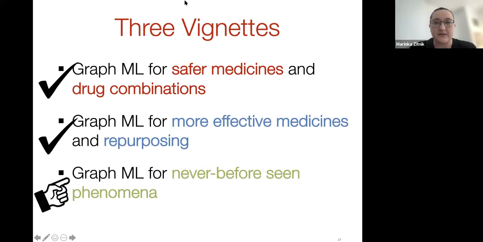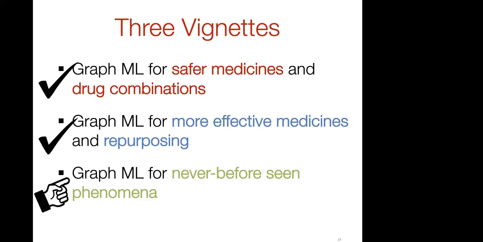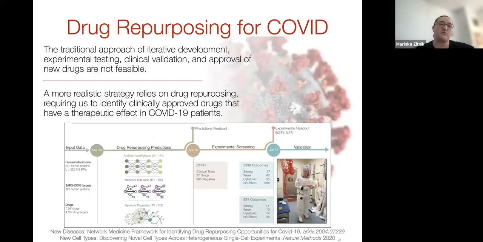And now, if there are no specific questions, I will move on to the third vignette, which is about repurposing for emerging diseases and never before seen phenomena. So let's start. This particular work was motivated by an emerging disease, and last year that was COVID-19. And when COVID-19 occurred, there was of course a very important question, and it still is, to identify therapeutic opportunities for COVID-19.